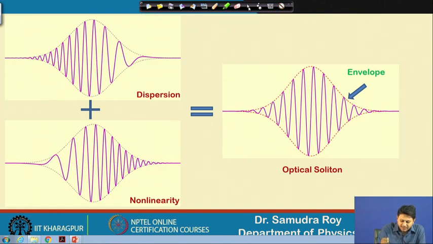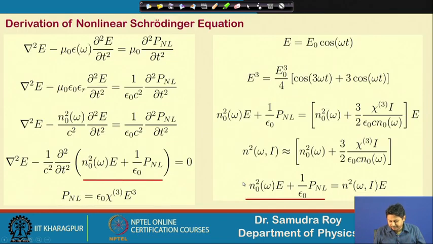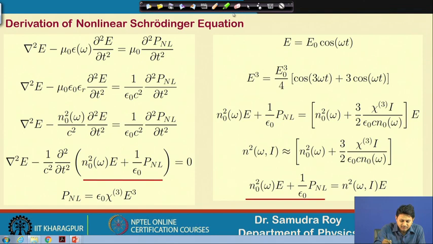Well, once we have the idea of optical soliton, now it is time basically to understand how this optical soliton is evolving and what should be its governing equation. Its governing equation is essentially the nonlinear Schrodinger equation. This is a very famous equation. So, in the nonlinear Schrodinger equation, if I take the nonlinear Maxwell's equation, we can derive our nonlinear Schrodinger equation.